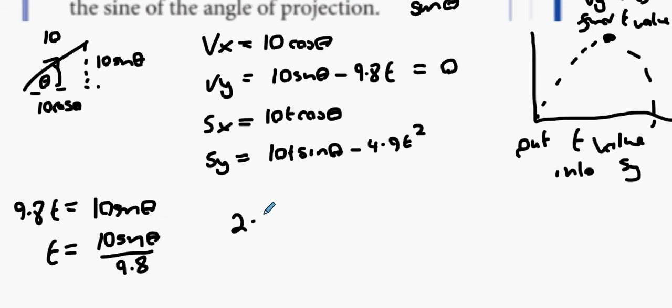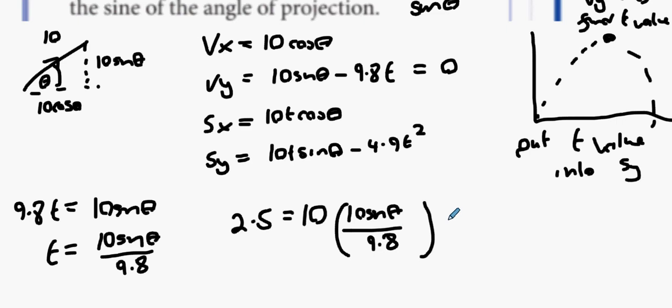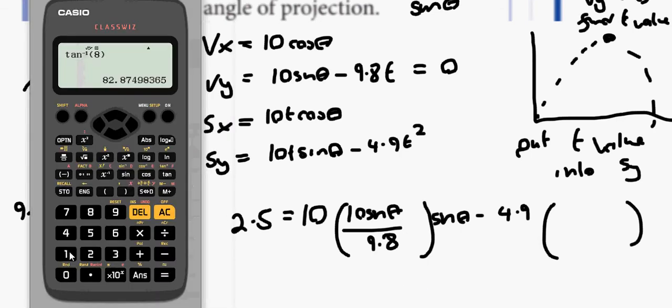So it's 2.5 equals 10 by 10 sine theta over 9.8 times another sine theta minus 4.9. Now it's sine theta squared, it's t squared, so I'm going to square that out now. In hindsight, nah, I needed it to be 9.8. I was thinking gravity might be my better option, but I'll do it like this.